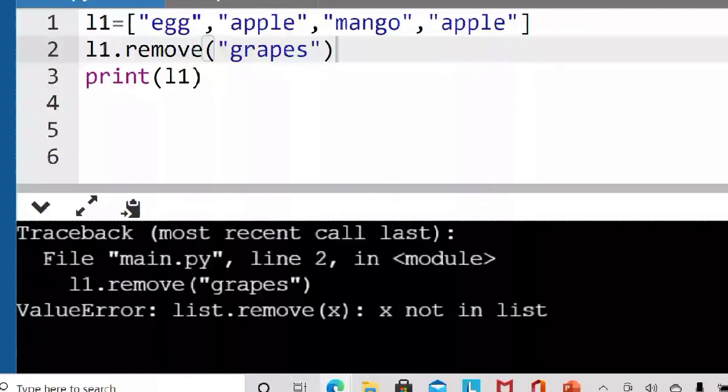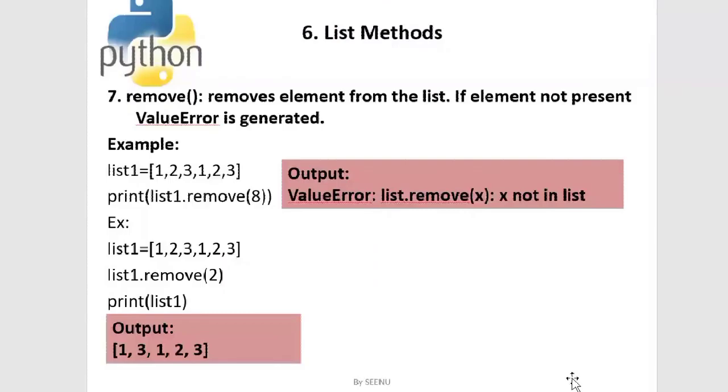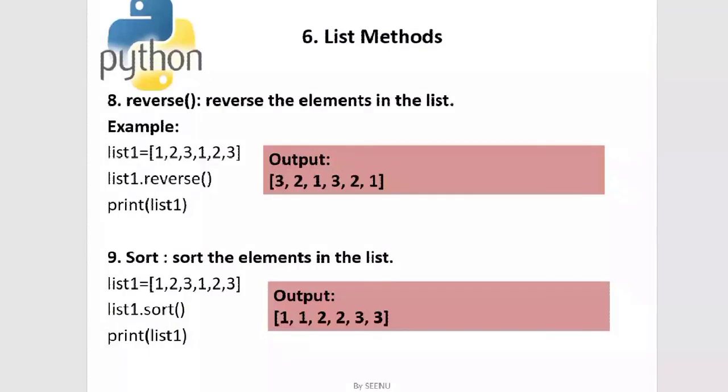And this is called reverse. So reversing the elements in the list. There is a method called reverse over there, which will reverse all the elements in the list. Similarly, if we use sort, that will sort all the elements in the list.